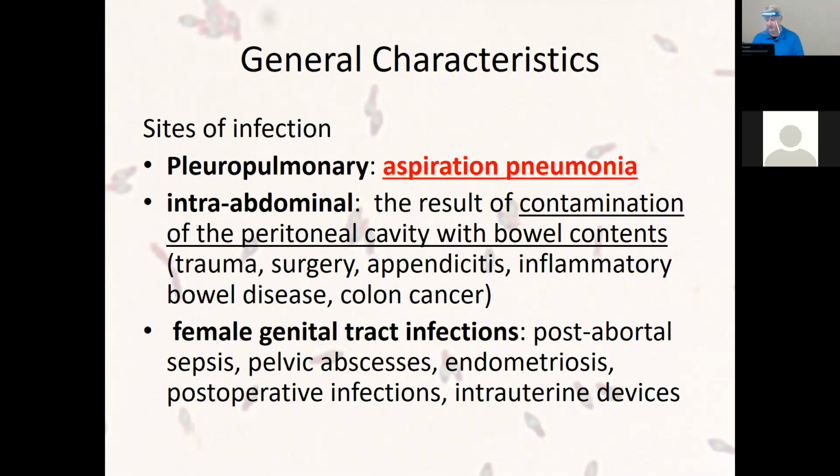Female genital tract infection: post-abortal sepsis, pelvic abscesses, endometriosis, post-operative infections, intrauterine devices, anything that is leading that mucosa into areas where it doesn't need to be and setting up these infections. All right.